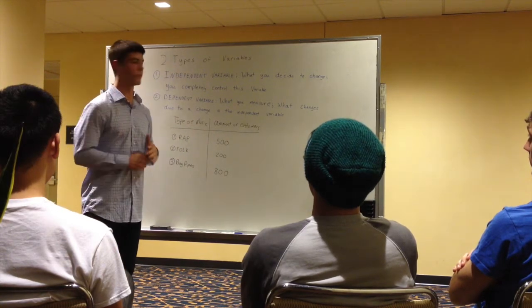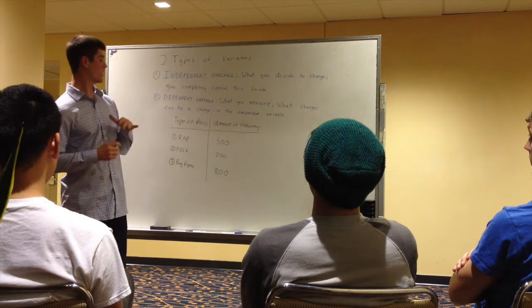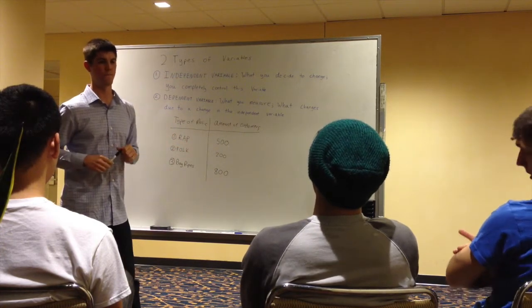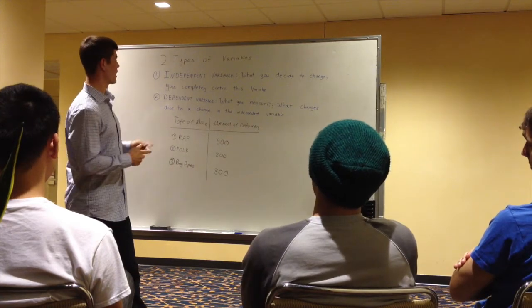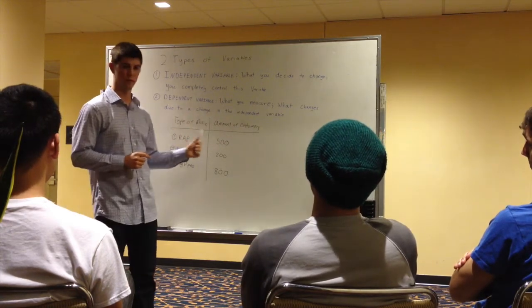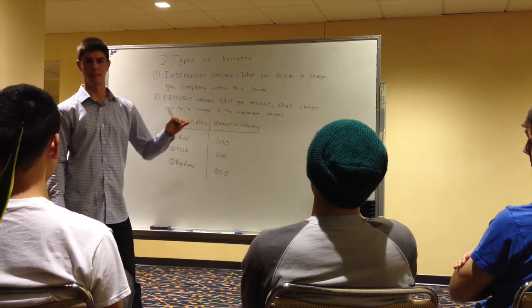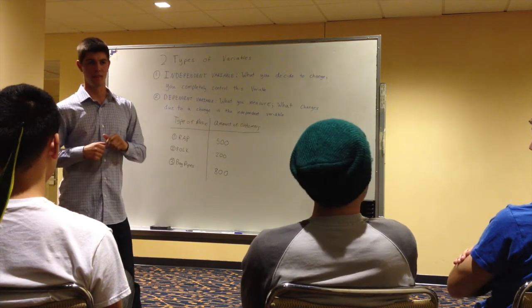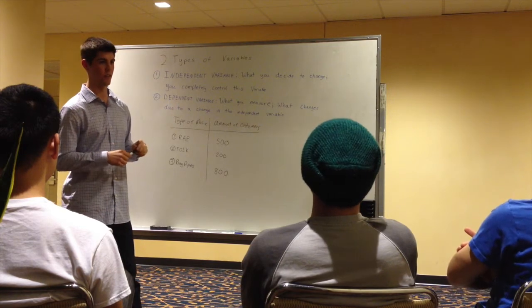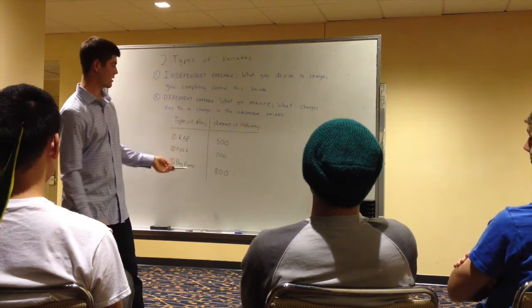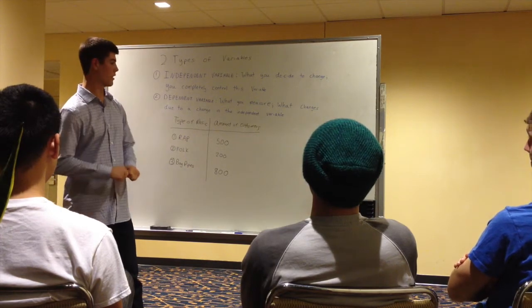Okay, so let's review. The independent variable, it's what you decide to change. What was the independent variable in this experiment? Type of music. Type of music, right. And the dependent variable, which was what is the amount of customers, right? And why? Someone tell me why. Because that's what was changing due to the change of the independent variable. Exactly, yeah. As the type of music changed, the amount of customers changed with it.